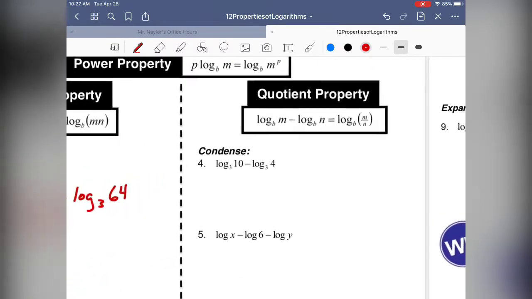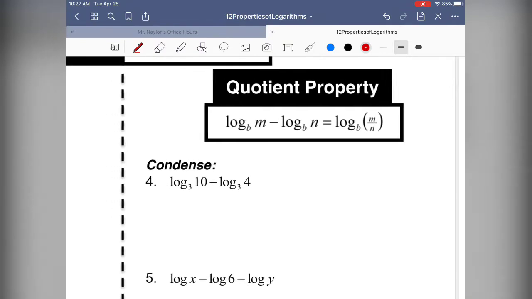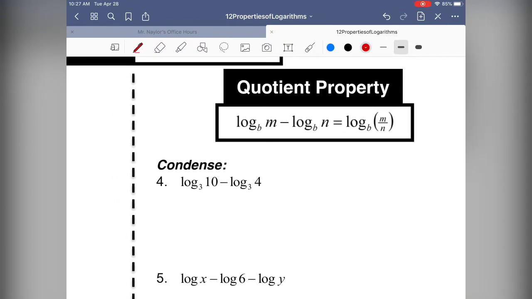So we have its partner. We have the quotient property. It says when subtracting, you divide. Now take a look at how you're dividing. The simple story is whatever is being subtracted, and in this case, it's the log of n that's being subtracted, well, that always ends up in the denominator. So again, whatever's being subtracted ends up in the denominator.